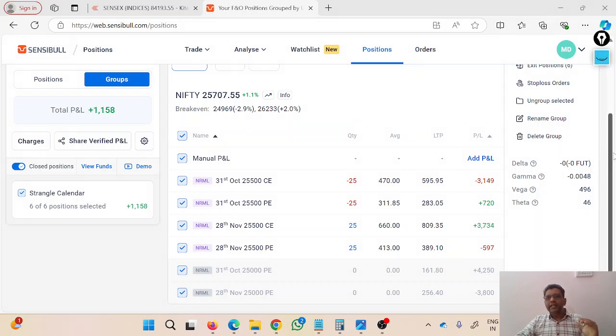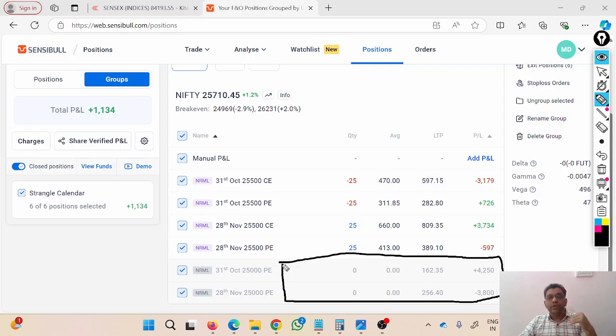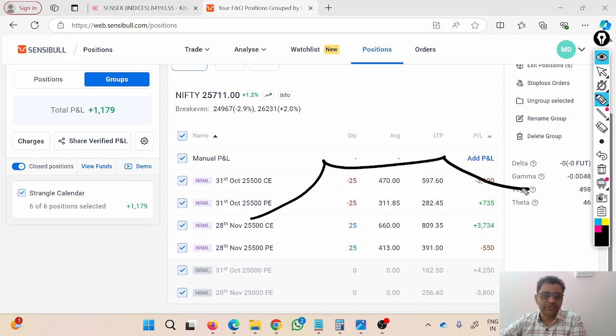Now when the market was crossing 25,500, here I exited from my put leg in a profit of close to 400 rupees, and then I deployed a new put at the money, that is 25,500. So what I did earlier, my payoff graph was like this because it was a kind of triangle. Now I have converted it to this, like the straddle.